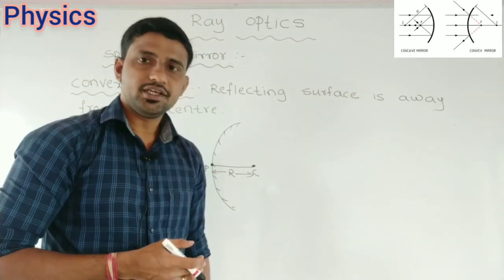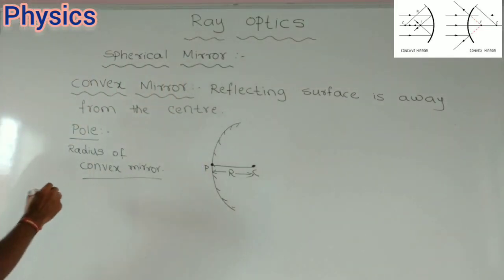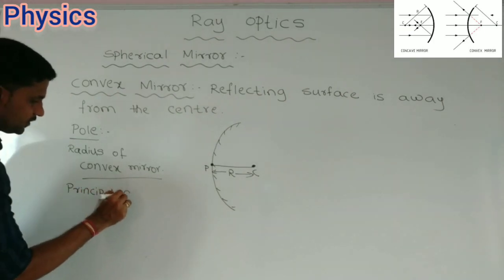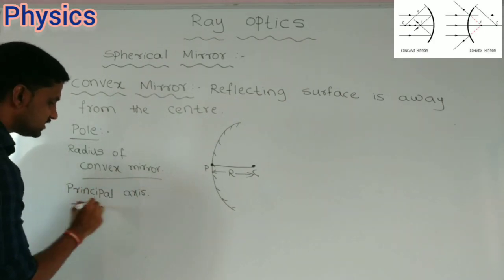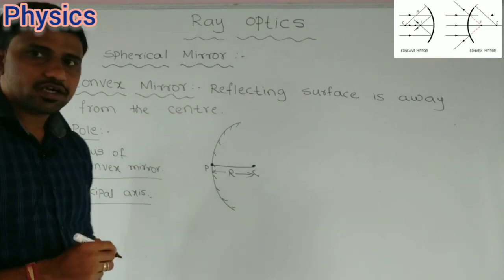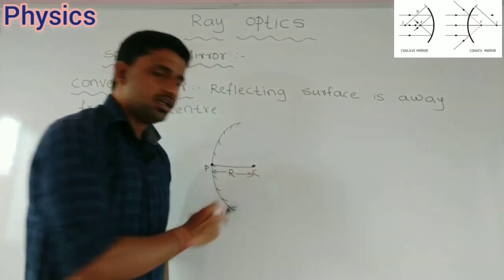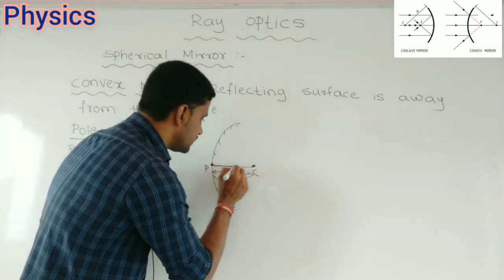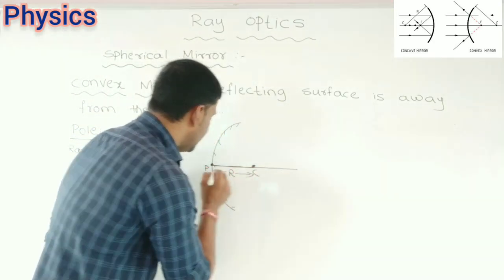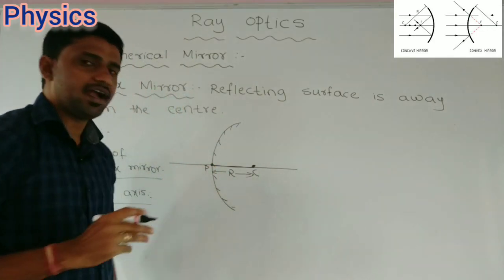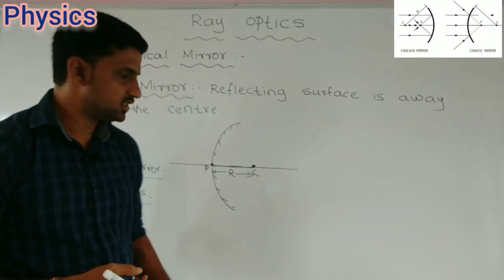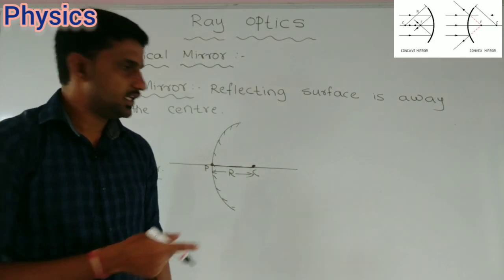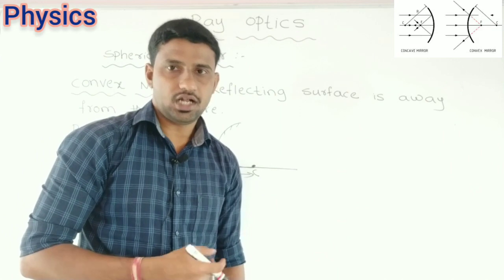Another term we use is the principal axis. Here also we are using the term principal axis. We know that the principal axis is the line joining the center of the curvature to the pole, and that line has no finite distance. There is no finite distance for the principal axis. So that is the principal axis in the case of a convex mirror also.